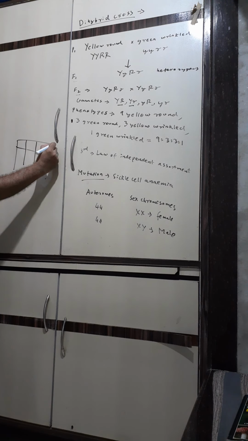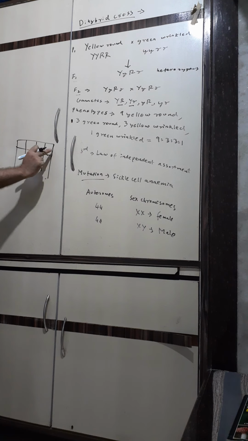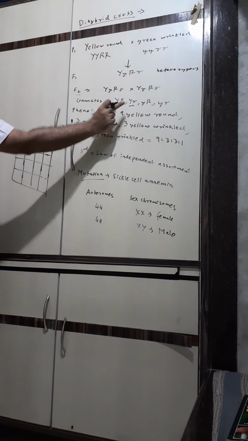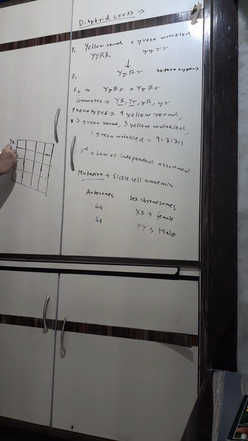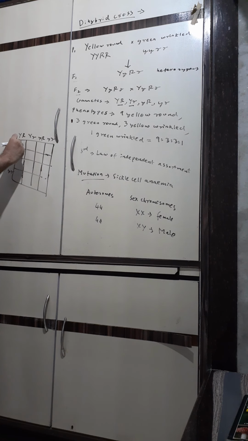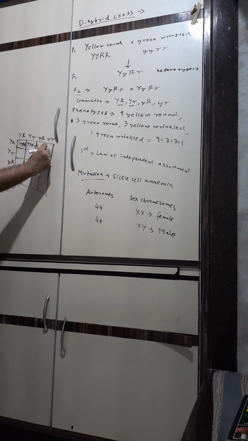You will get 16 squares. Okay, so see how you do. I took big Y big R, big Y small r, small y big R, small y small r. Okay, here big Y big R. Now Y goes with Y, big R goes with big R. Y goes with Y, big R with small r. Big Y goes with small y, big R with big R. Big Y goes with small y, big R with small r.